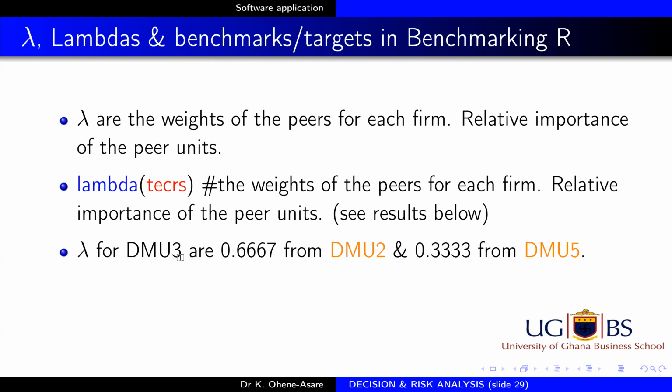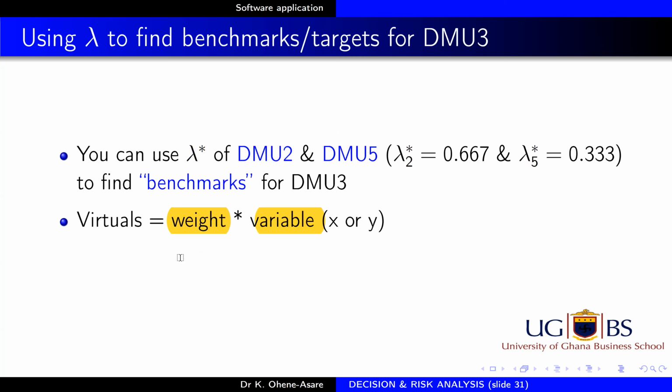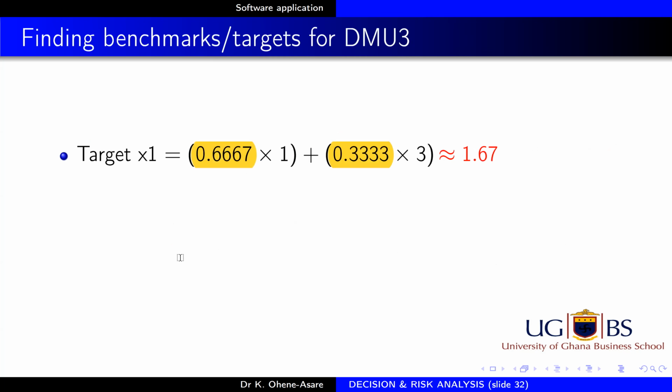But the most important thing is that if you are given this, you should be able to find a few things. Now let me show you something that we calculated here. Suppose I tell you the target for input 1 is 1.67. In fact, I won't even say that. What I would say is: calculate the target using these lambdas.